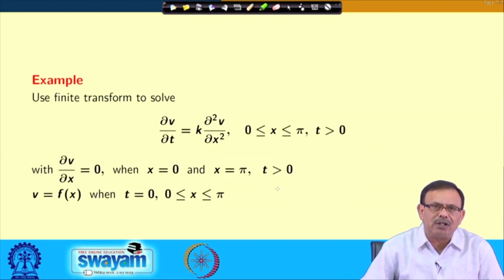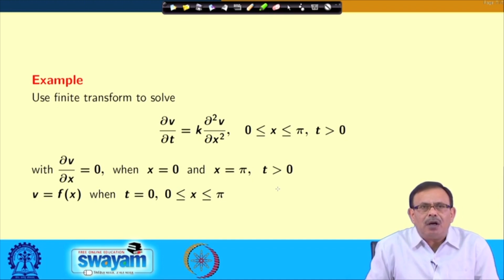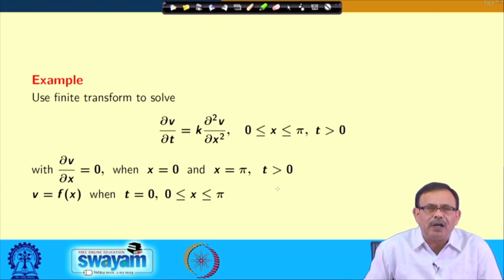Let us take another example of some other form. Here I am using some finite transform, when ∂v/∂t equals k ∂²v/∂x², x lies between 0 and π, t greater than 0, with ∂v/∂x equals 0 whenever x equals 0 and x equals π, t greater than 0, and v equals f(x) when t equals 0, where x lies between 0 and π.